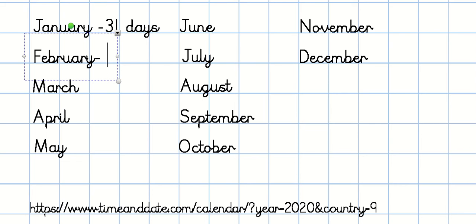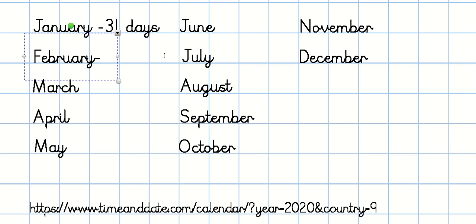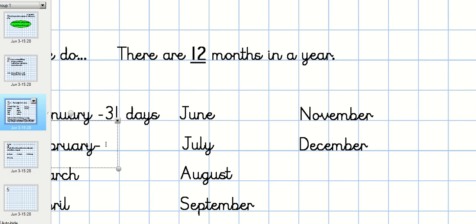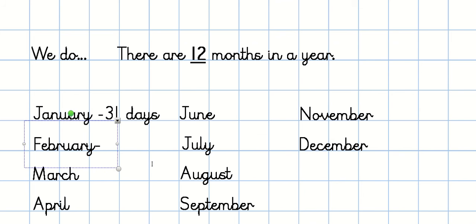Now February this year has 29 days, because this year is a leap year. But normally, and we know already that actually a leap year has one extra day. It has 366 days, when 1 year is normally made up of 365 days. So February this year has 29 days, but normally it has 28 days.